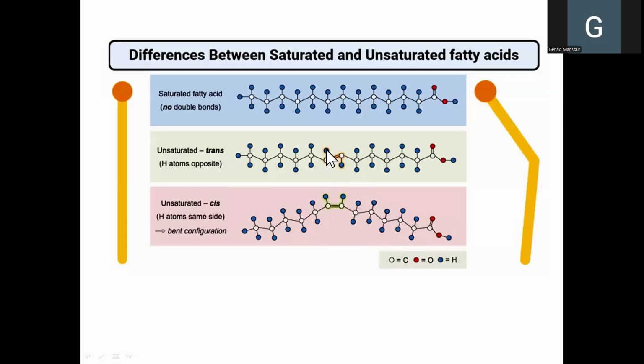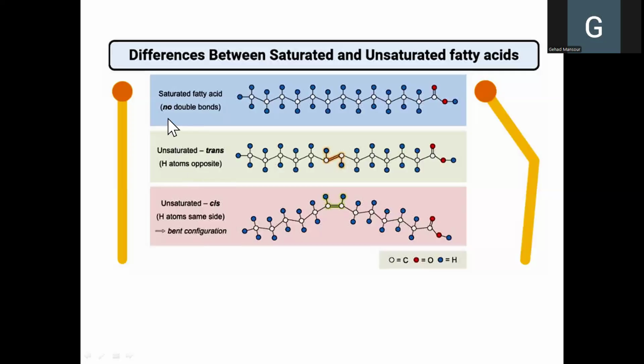But here you can see that the hydrogen atoms are present on opposite sides of the double bond, whereas here they are on the same side. If they are on opposite sides, then we call this a trans compound. Trans means on both sides. If they are on the same side, we call this a cis compound.